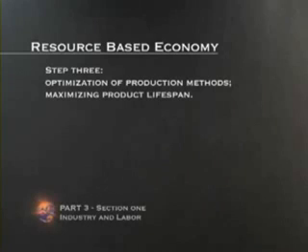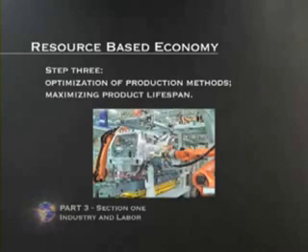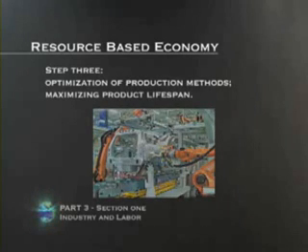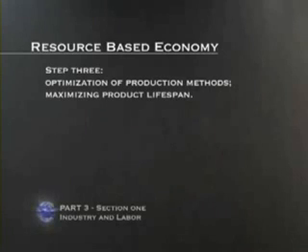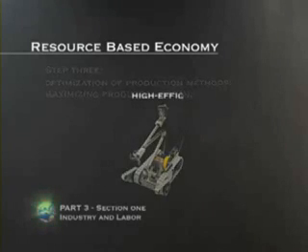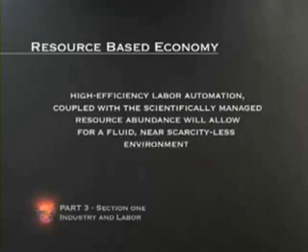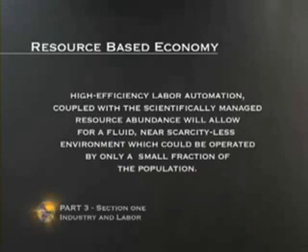The optimization of production methods is about using the most powerful materials and methods while outputting the most long-lasting and effective products. Furthermore, human labor is not only currently being replaced by machines because it is more cost-effective in the profit system, machine labor is actually much better than human labor, and output statistics have shown this continually. This, of course, should be of no surprise. For a machine does not get tired, and it is always more accurate and consistent than a human mechanically. High-efficiency labor automation coupled with the scientifically managed resource abundance will allow for a fluid, near-scarcity-less environment which could be operated by only a small fraction of the population.